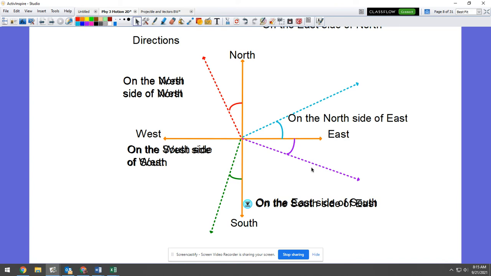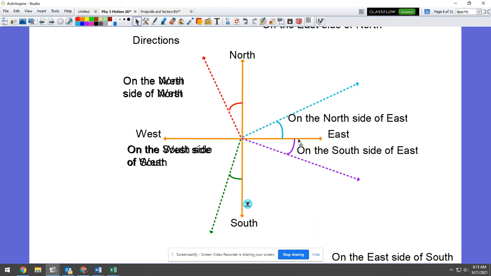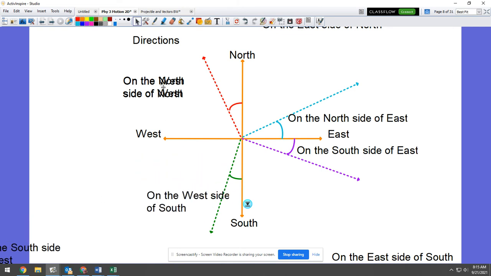Okay, moving down to the purple. Obviously, we're talking about east and south here. So is this on the east side of south, or the south side of east? Well, this is going to be on the south side of east. Here's east, go to the south of it. Over here, west and south. Is this line on the west side of south, or the south side of west? And you look at it and you say, here's south, go to the west of it, so it's the west side of south.